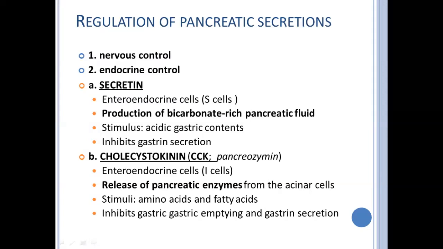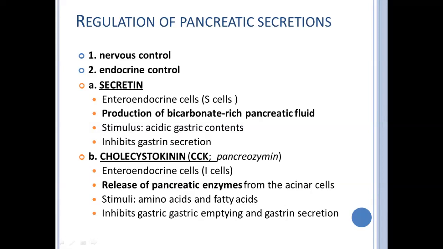And then again, this inhibits gastrin secretion. Remember that gastrin stimulates the parietal cells to produce acid. Okay, so it inhibits that. Now, another is the cholecystokinin. There, the CCK. And this is formerly known as the pancreozymin. Okay, so this is produced or secreted by the I cells of the enteroendocrine cells. And the function of this is to release pancreatic enzymes from the acinar cells. So, if the secretin's function is to produce the bicarbonate alkaline pancreatic fluid, this one's function is to release the pancreatic enzymes.